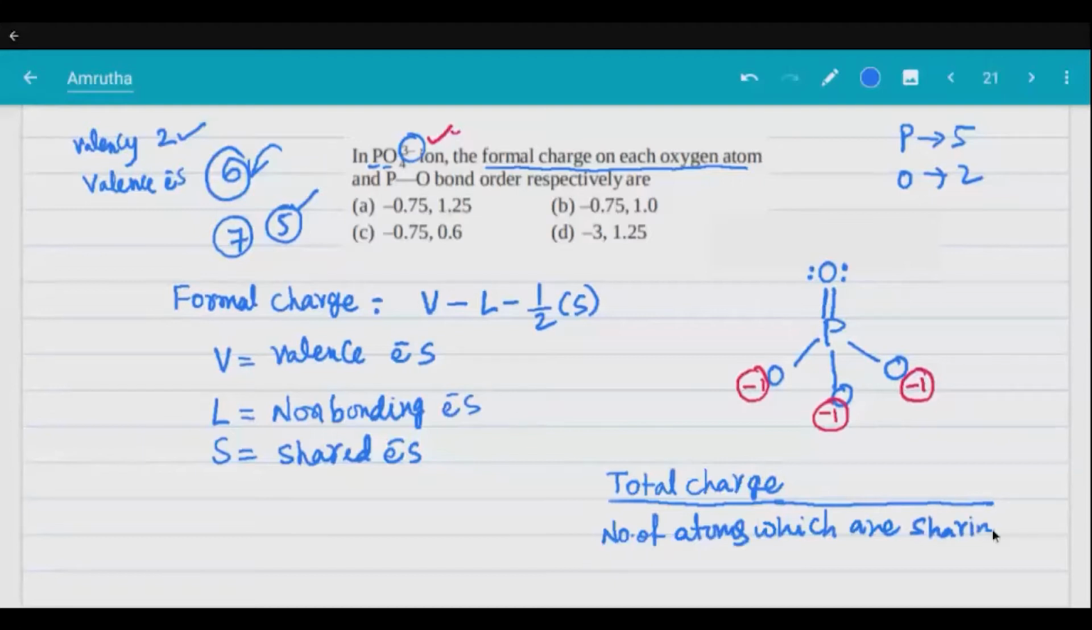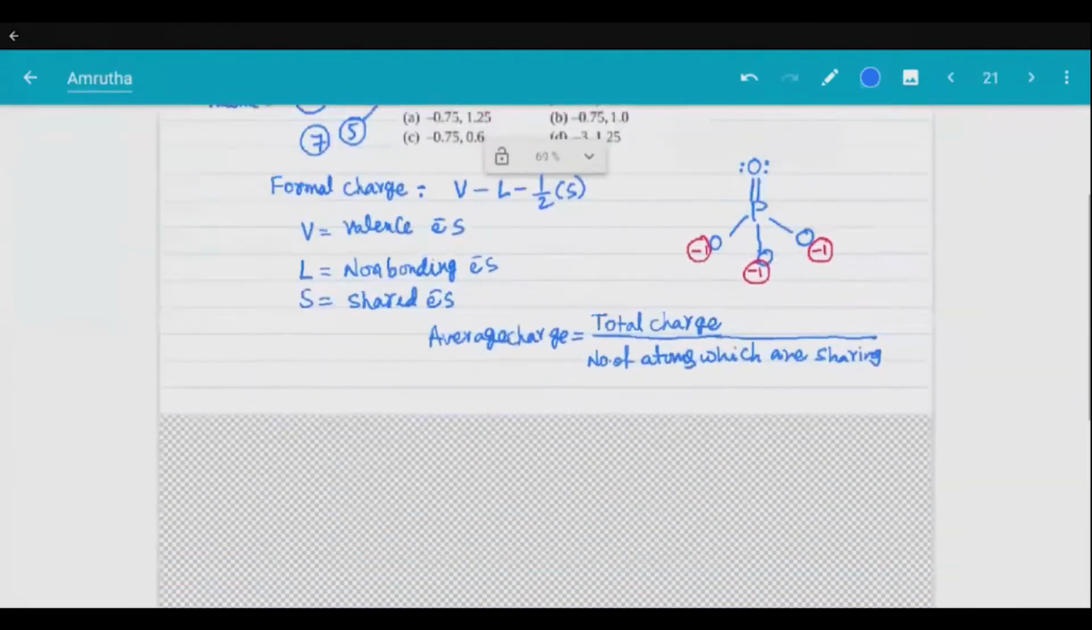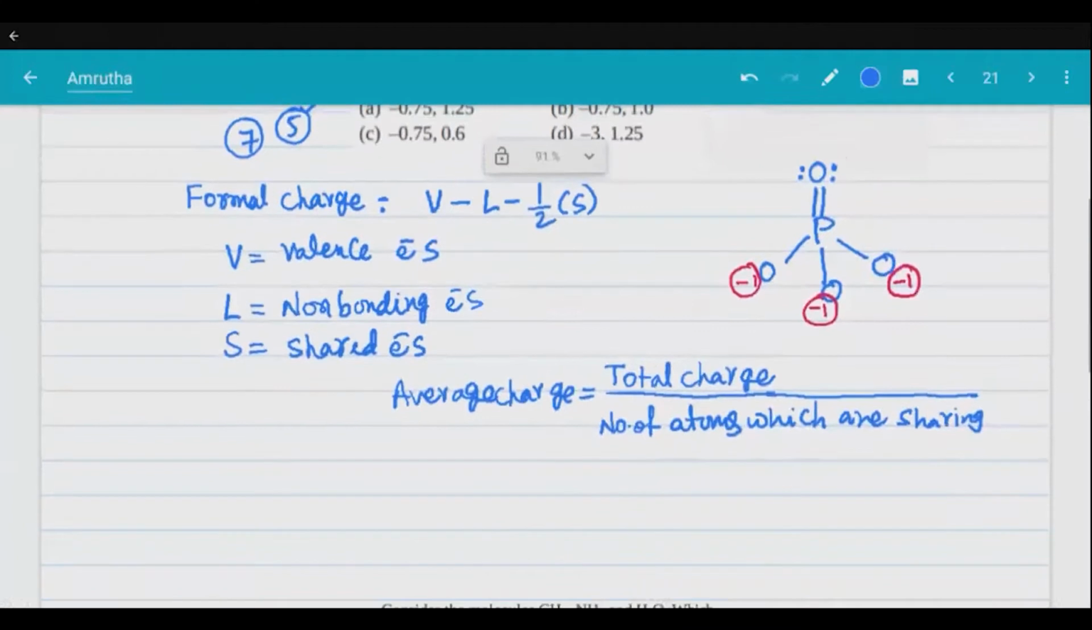Okay, so that will give the average charge. We need the average charge because the question asks about each and every oxygen, but there are 4 oxygens. So that must be the average charge. Okay, fine. So how do we calculate this average charge?